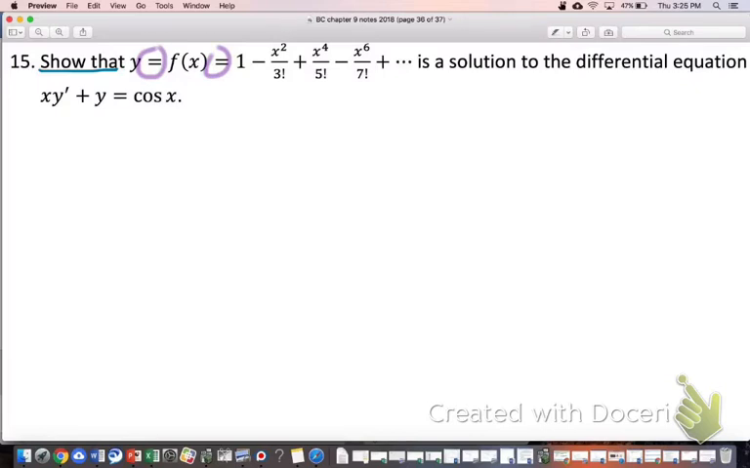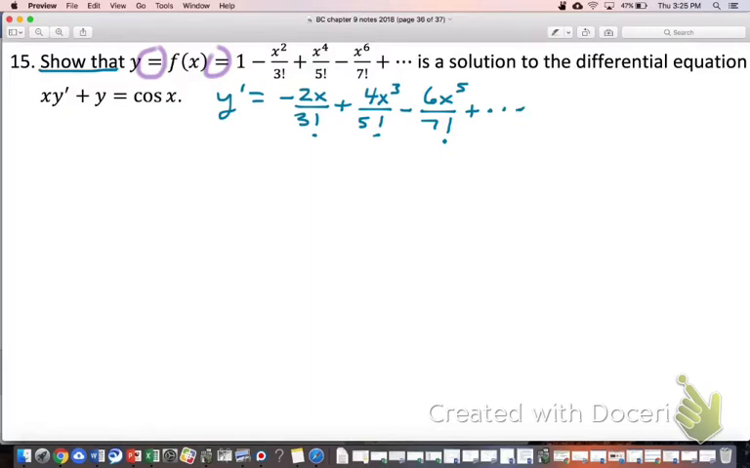I see right here that I'm going to need y prime. And so I think maybe the first thing I'm going to do is think about the power series for y prime. So y prime would equal, the derivative of 1 would be 0. And so this would be negative 2x over 3 factorial plus 4x cubed over 5 factorial minus 6x to the 5th over 7 factorial. Obviously, I could do some simplifying right there, but maybe for the moment I'll leave it alone.